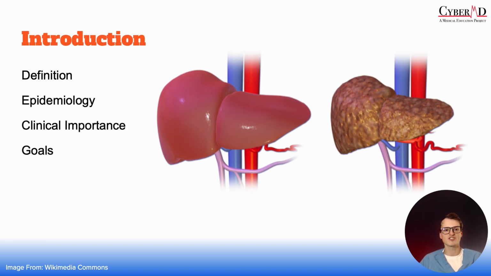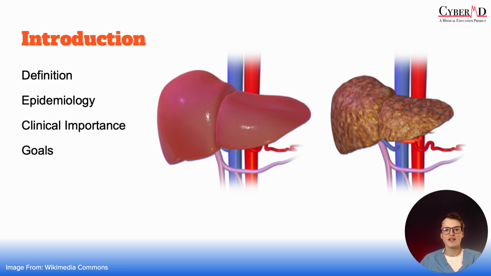Let's start by establishing a fundamental understanding of what cirrhosis actually is. Cirrhosis represents one of the final stages of chronic liver disease, characterized by the replacement of normal liver tissue with scar tissue and regenerative nodules. This leads to a significant loss of liver function, and that's a fact that underscores the gravity of this condition.